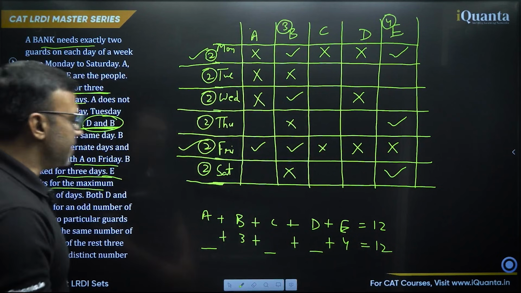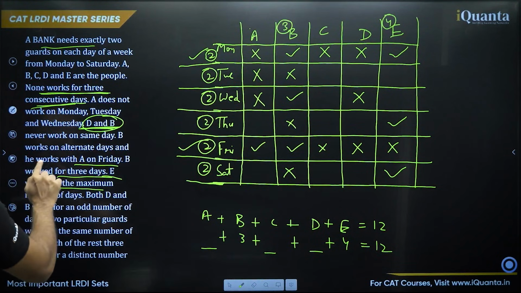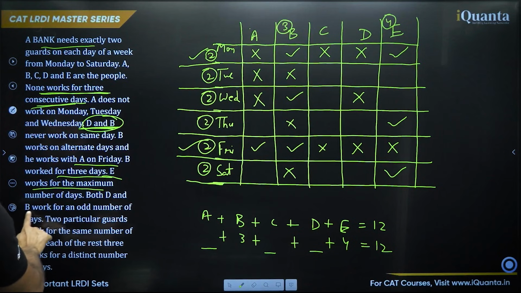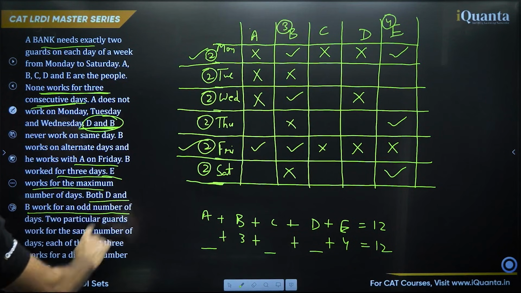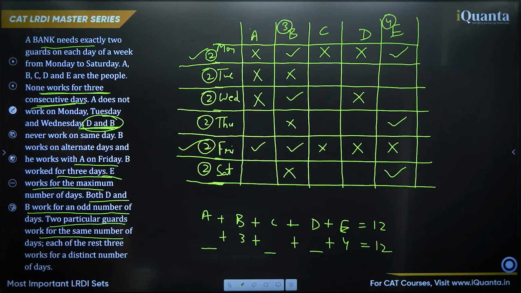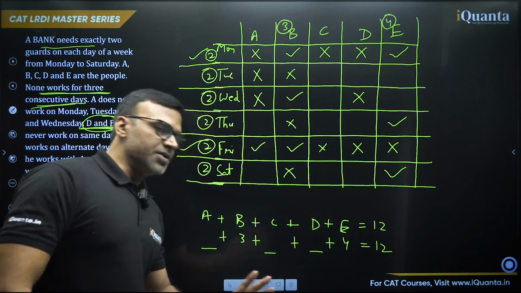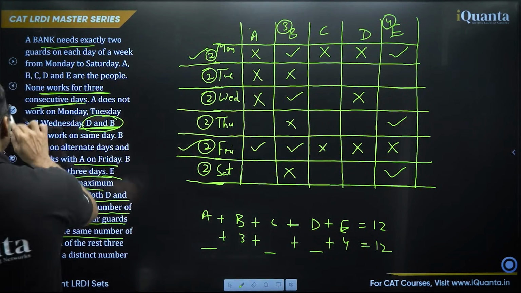But there is one condition. Look at that condition. Both B and D work for an odd number of days. That is one. 2 particular guards work for the same number of days. Each of the rest of the 3 works for a distinct number of days. See, from 12, 3 and 4 are gone. So remaining 5. How do I distribute 5 among 3 people?